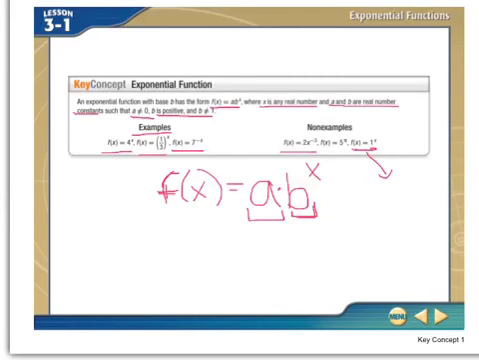And then this example here, f of x equals 5 to the power of pi, is also going to be a constant, because 5 to the pi is a number, and so then we're just saying y equals a constant number, which is 5 raised to the pi power.